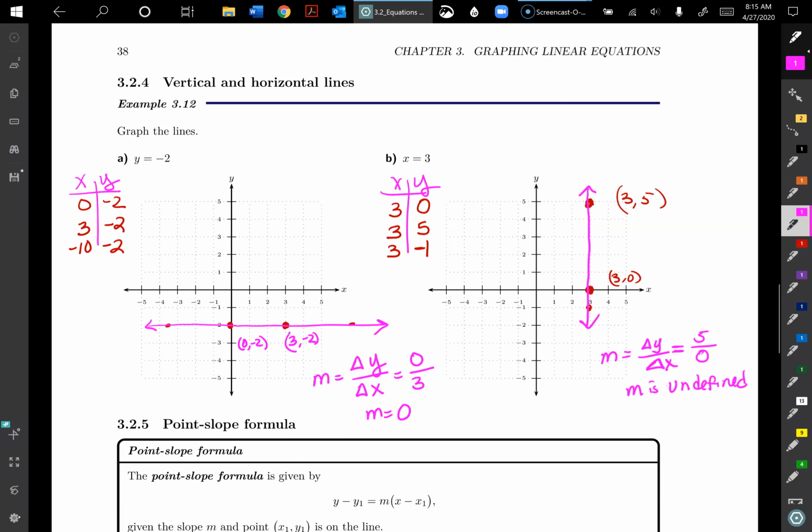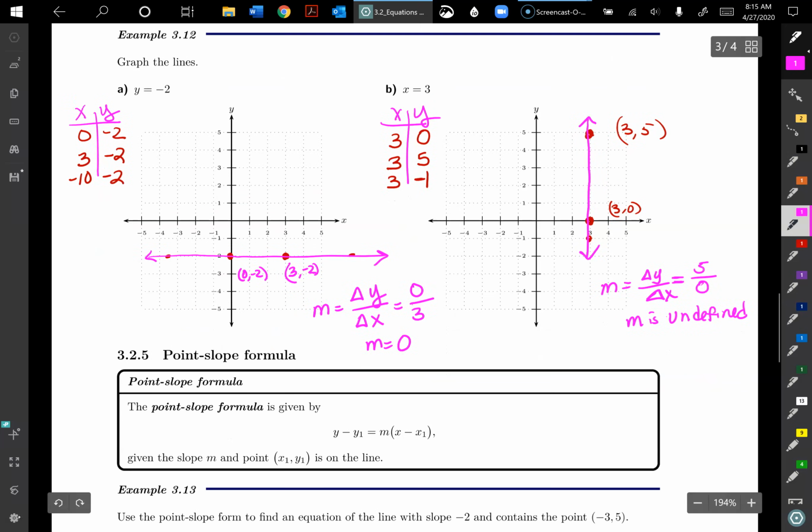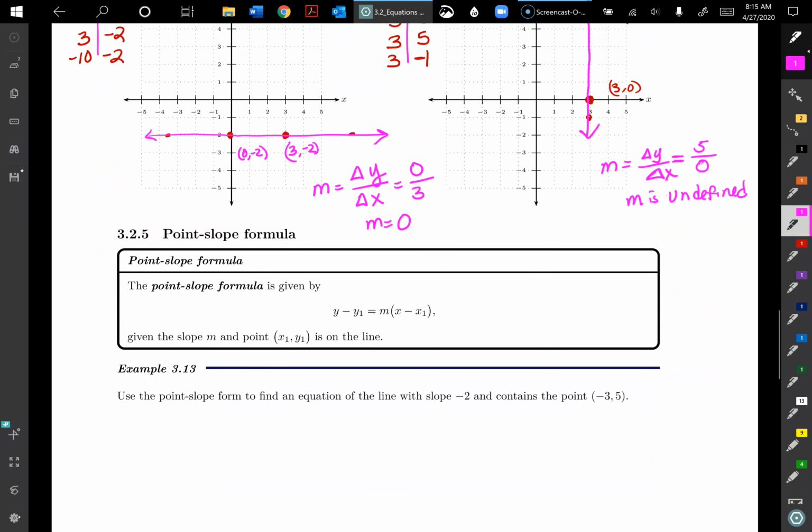These are really ones that people tend to switch up very easily. But think, where is that 0 sitting? If it's in the numerator, if you have no up-down change, then that's 0. If it's in the denominator and you have no side-to-side change, then that's the undefined situation.